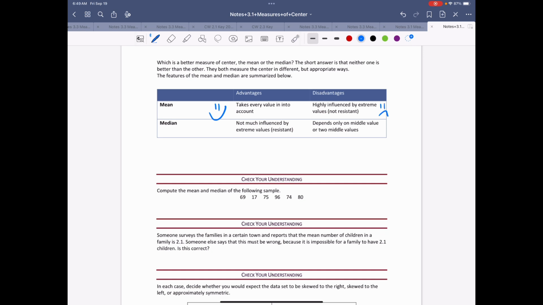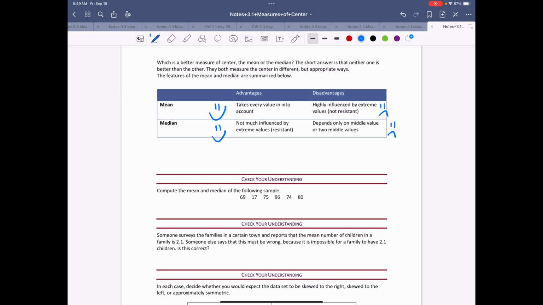What's good about the median? I like the median because it's resistant. Okay, so the median is resistant. But what's bad? The median only depends on the middle value or the two middle values, and we average them. So that's what is bad about it.